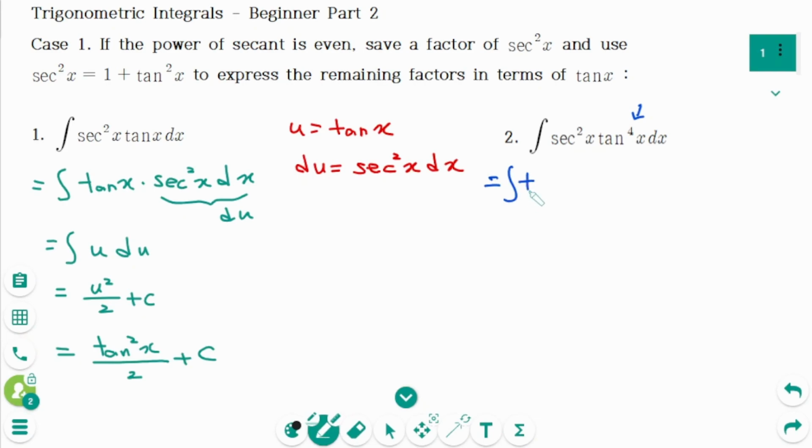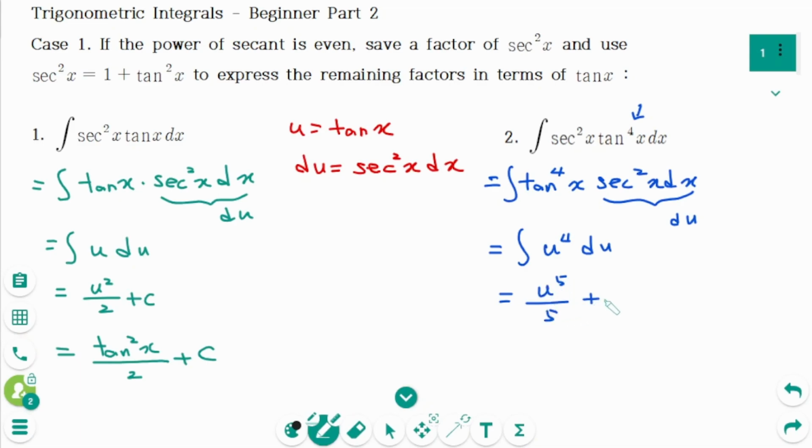So integral of tangent to the power of 4x, then secant squared x dx. Then this part is du. Then tangent is u. So u to the power of 4 du. Then integrate u to the power of 5 over 5 plus c. Then u was tangent x. Then tangent to the power of 5 x over 5 plus c.